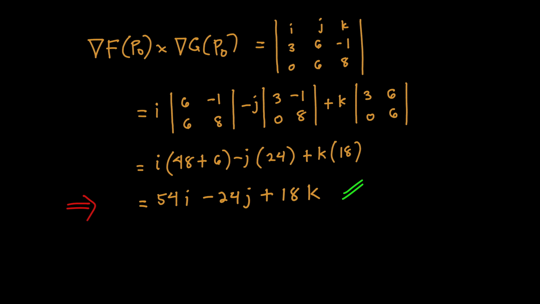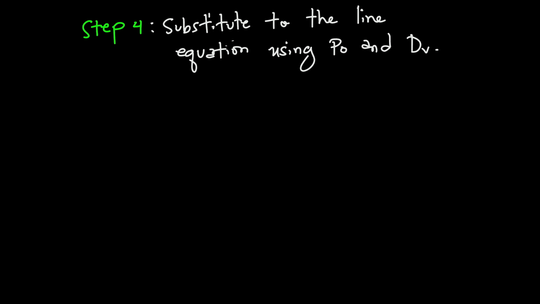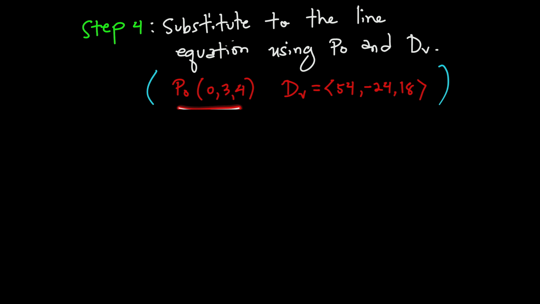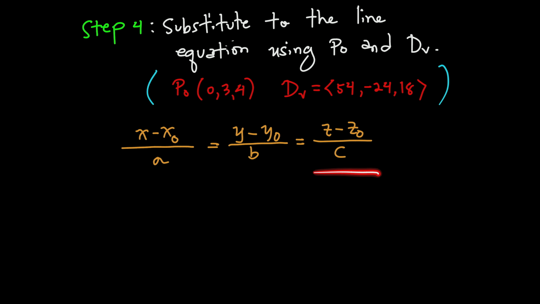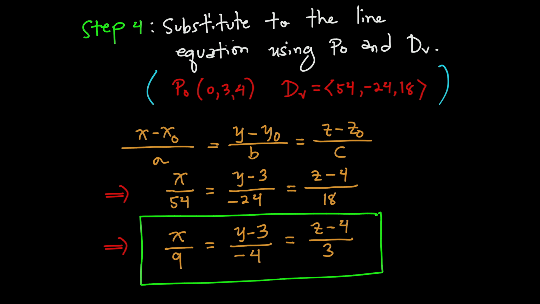Now, for our step 4, we substitute this direction vector and the point p sub 0 into the symmetric line formula. So this is our p0 and direction vector, and we have this one for the formula for the symmetric equations. Substituting these values, we have this equation. Now, notice that these denominators can be reduced. We can multiply by 6 on all sides. That's why you will have this one. So this one is 9, this one is negative 4, and this one is positive 3. And this is how you obtain the equation of your tangent line.